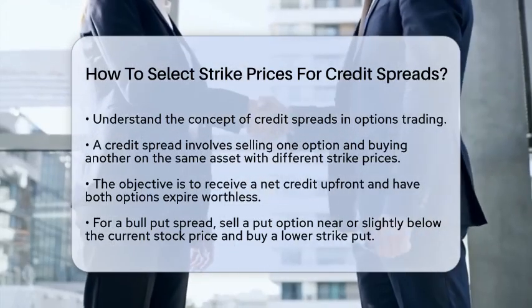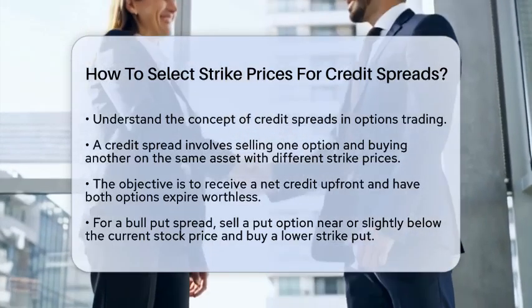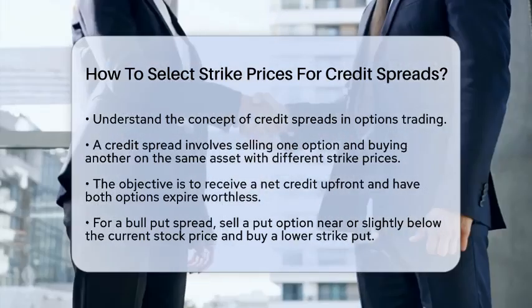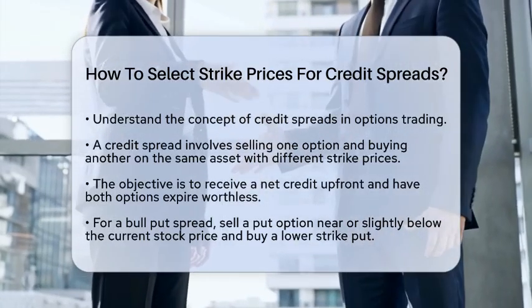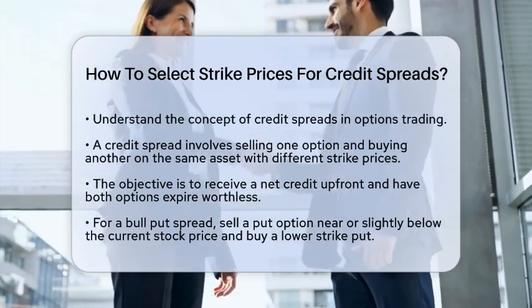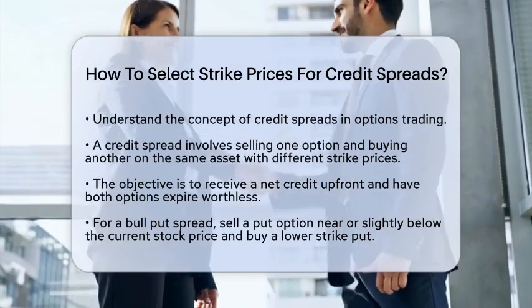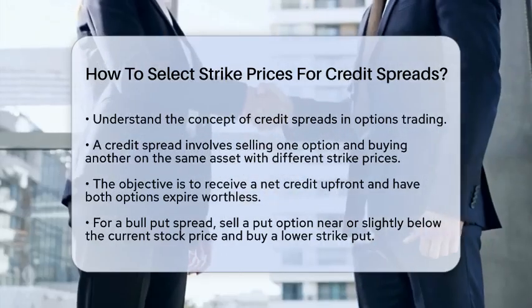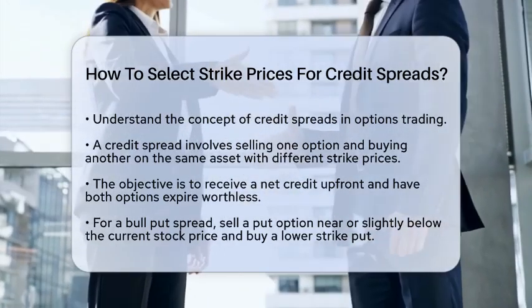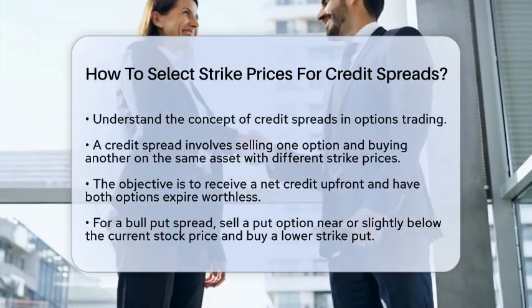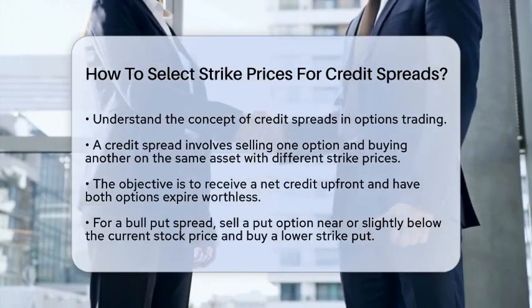A credit spread involves selling one option and buying another option of the same type on the same underlying asset, but with different strike prices. The goal is to receive a net credit upfront and ideally have both options expire worthless, allowing you to keep the premium. First, you need to understand the type of credit spread you are using.